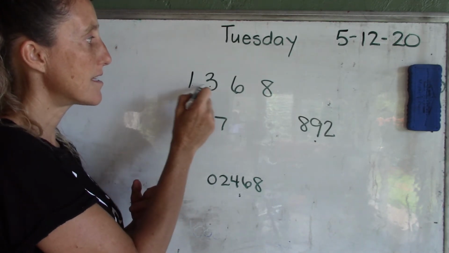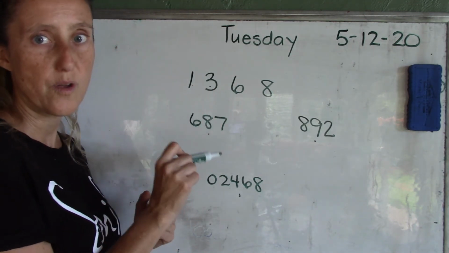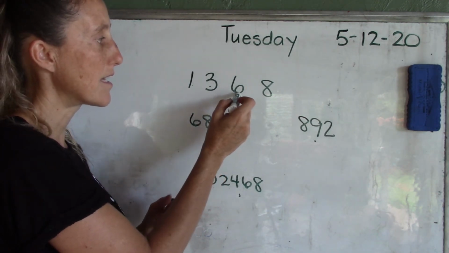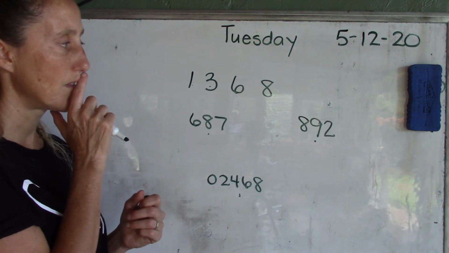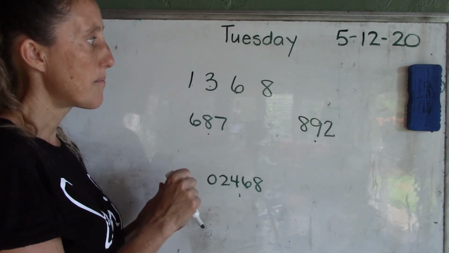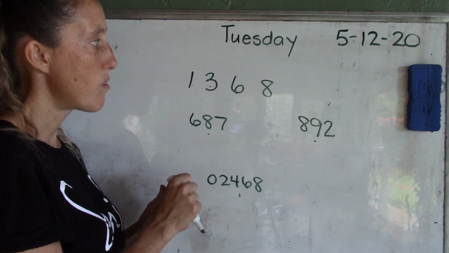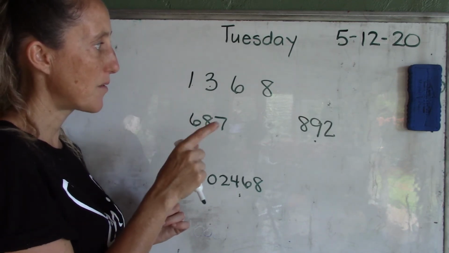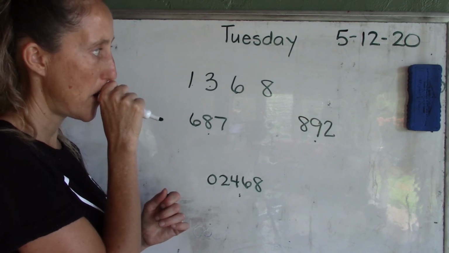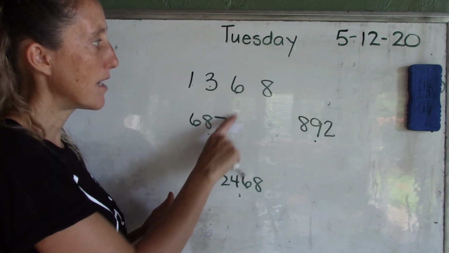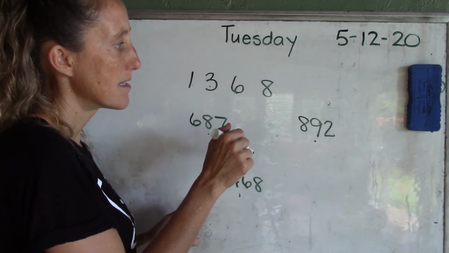So, are either of these even numbers? No. So you can't end the number with those. So you'd have to end the number with either a 6 or an 8. And you can only use the number once. So, what do you think? It has to end with a 6 or an 8. Well, I think that I'm going to end it with a 6.